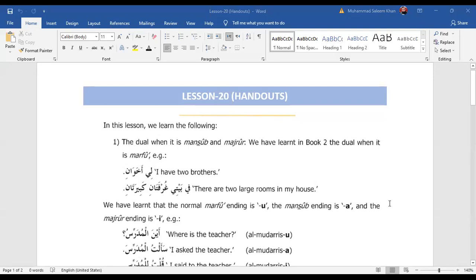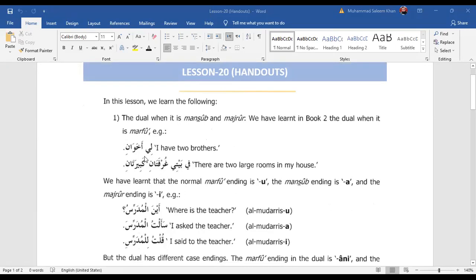How? Let's see here. For example, you say, I have two brothers. So you say, li akhawani, I have two brothers. What kind of sentence is this? Verbal sentence or nominal sentence? Jumla ismiya or fi'liya? Ismiya, okay. We know that ismiya, nominal sentence, consists of two parts, subject and predicate, mubtada and khabar.